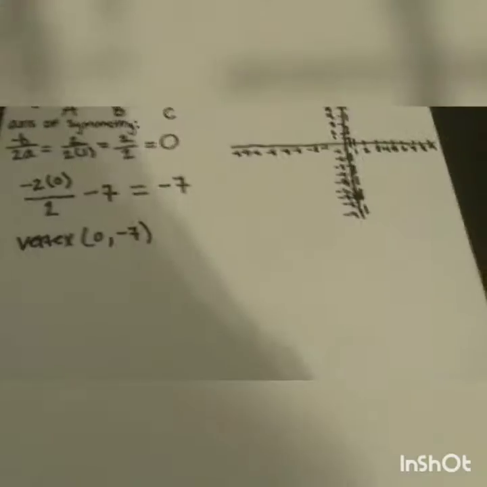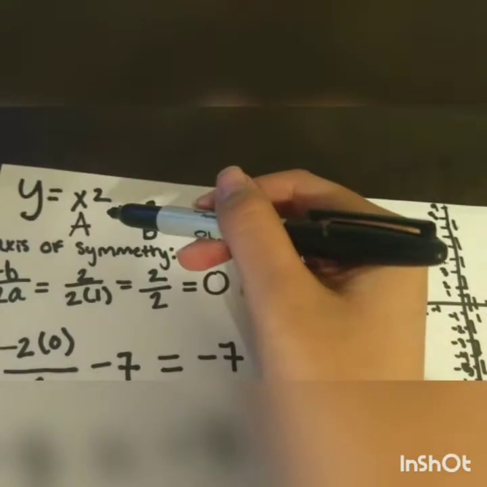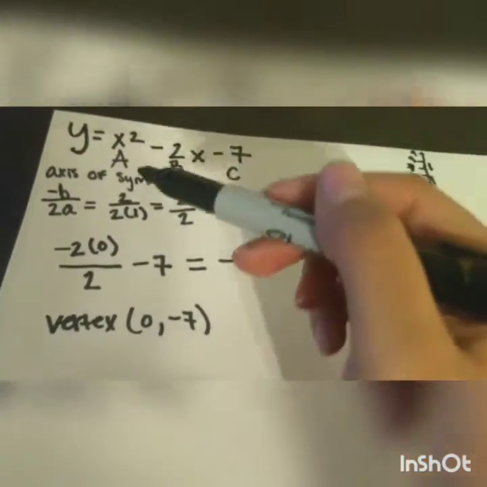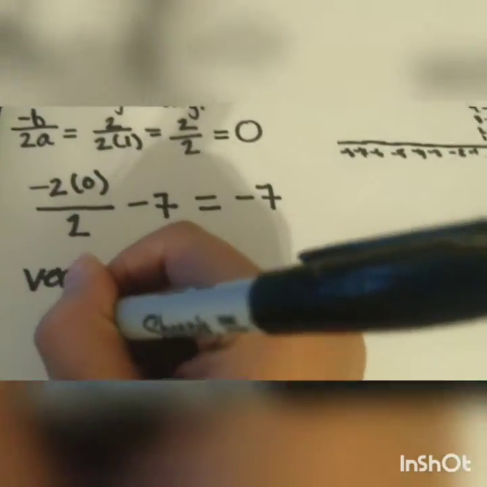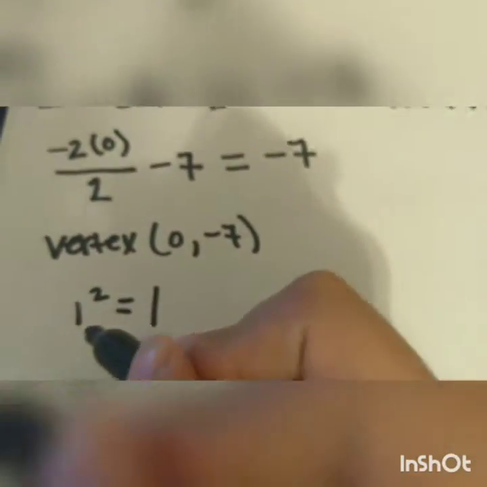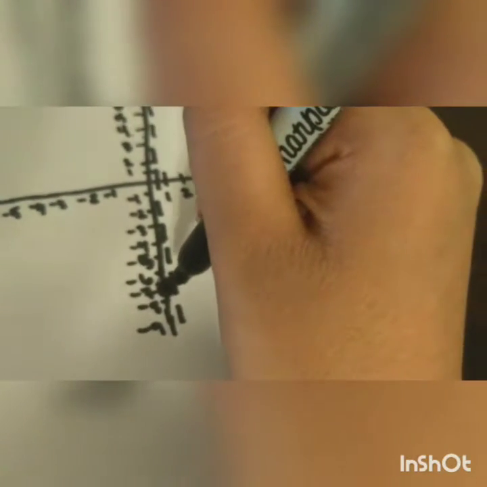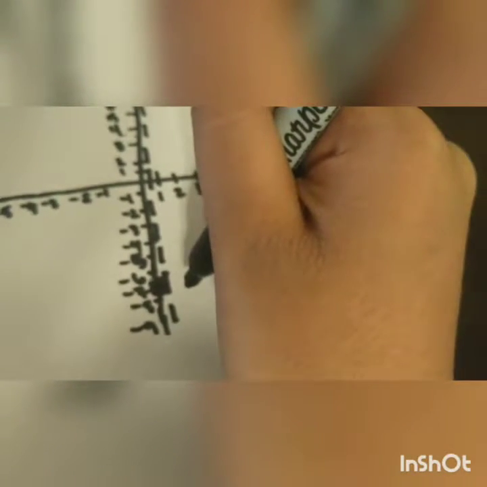Now to start plotting the points, we're going to focus on this front piece right here, x squared, and plug in 1 for x. So 1 squared is obviously 1. Because we plugged in 1, you're only going to move over 1, and then up 1 because it equaled 1.